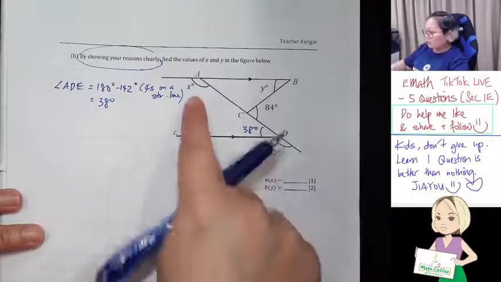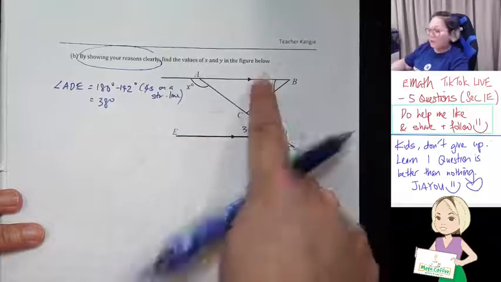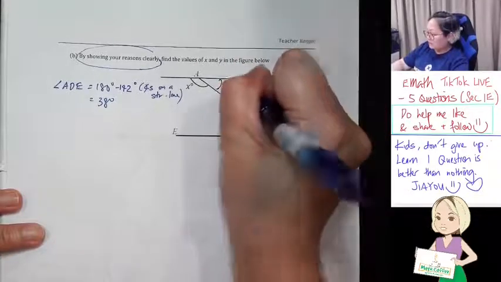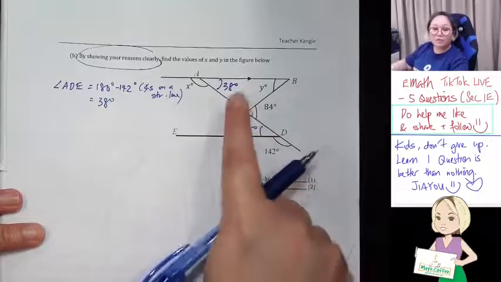And I'm supposed to solve x, right? Can you see that this is a Z, a parallel line? So alternate angle, I know this is 38. So in primary school, you can simply just fill it up by 38. But in secondary school, you need to write out the reason.